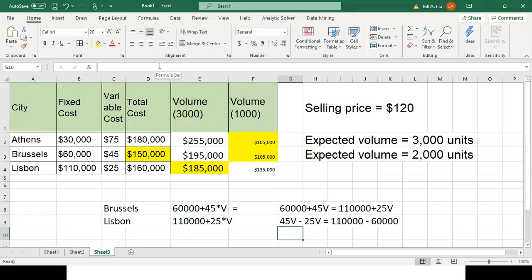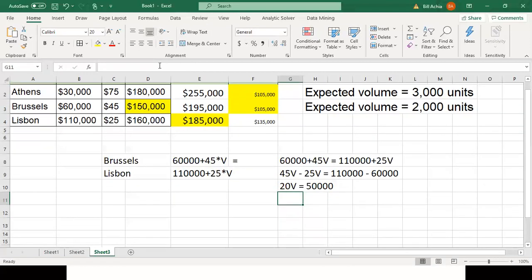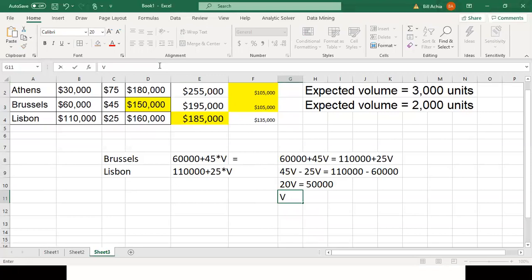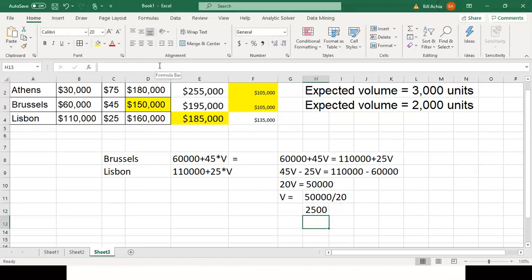Okay, so what do we have there? So we have 20V equals 110,000 minus 60,000, that would be what, 50,000? So our V would then equal 50,000 divided by 20, which would be a volume of 2,500 units.